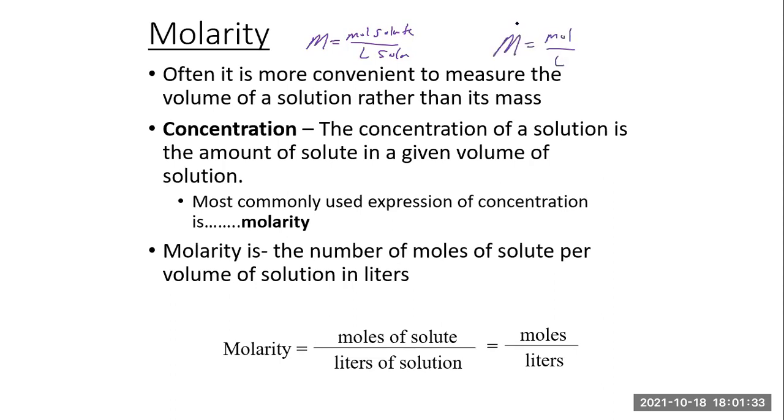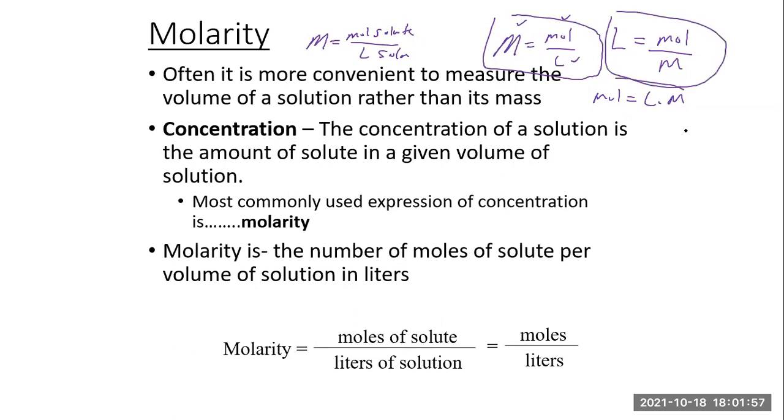And we really could solve for any of these three things. So we want to think of these almost like a formula. If we wanted to solve for liters, for example, that would be moles divided by molarity. If we wanted to solve for moles, that would be liters times molarity. Those are three really important rearrangements, or three versions of this equation, that we do come across a lot here in chemistry.